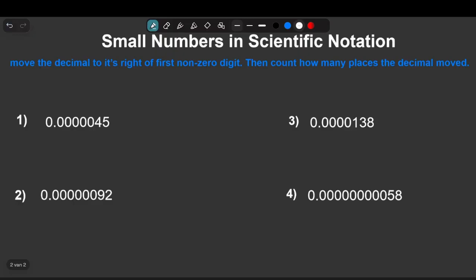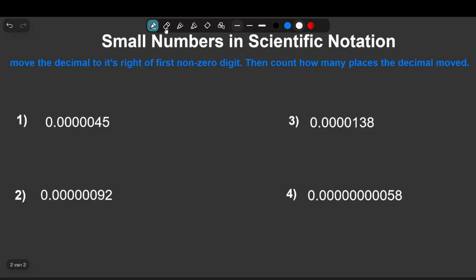To write a small number in scientific notation, we move the decimal to the right of the first non-zero digit, then we count how many places the decimal moved. Because the original number is less than 1, the exponent will always be negative. So let's practice with a few examples right here.